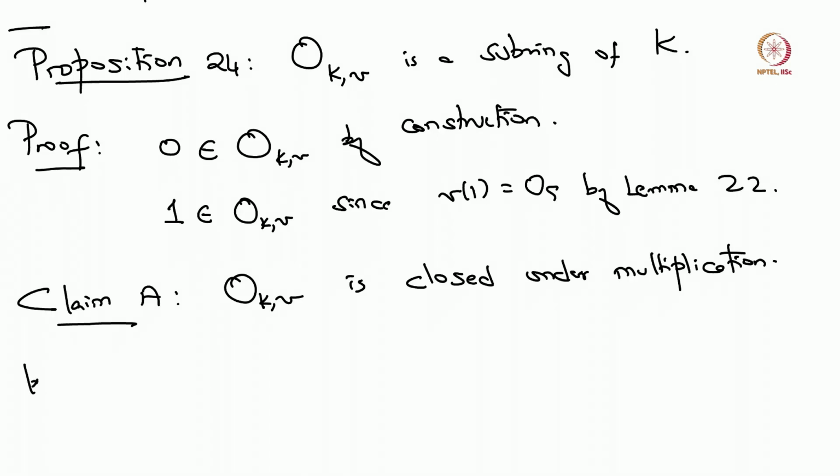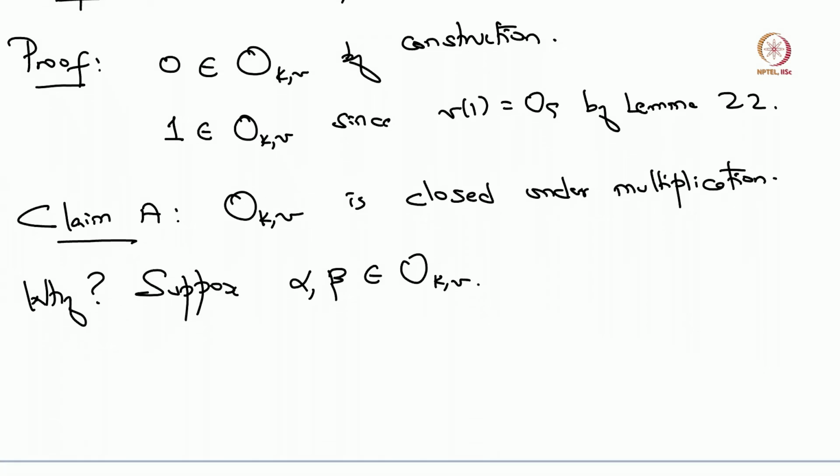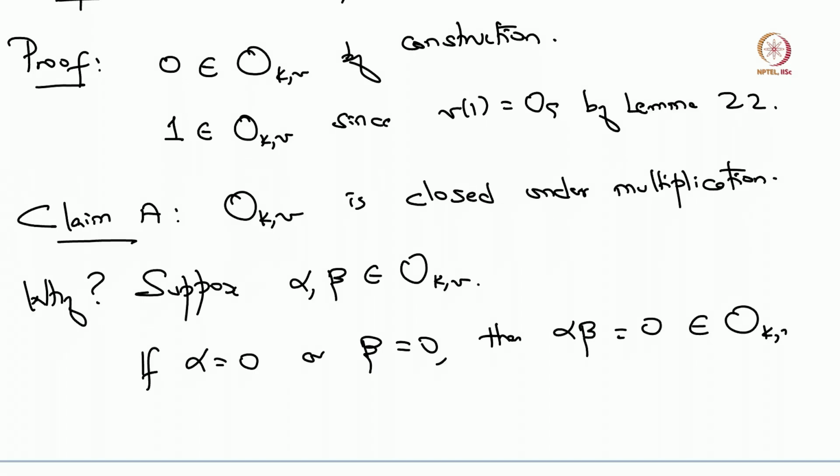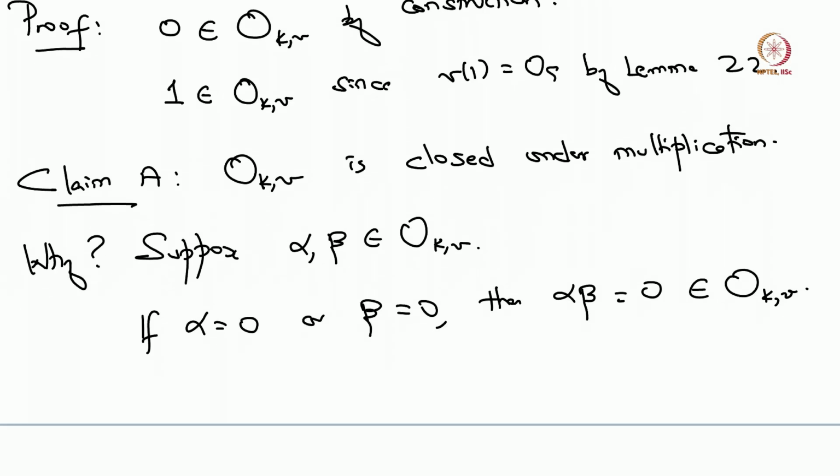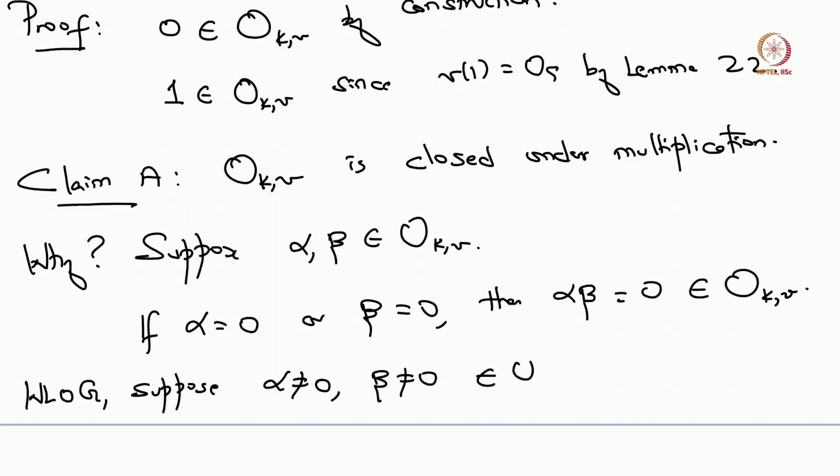So why? Suppose you take two elements, alpha and beta, that belong to the set OKV. Now if alpha is 0 or beta is 0, then the product has to be 0 and it belongs to OKV. So without loss of generality, suppose that alpha is not 0 and beta is not 0 and they both belong to OKV.